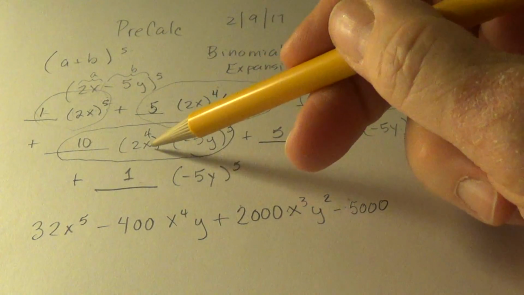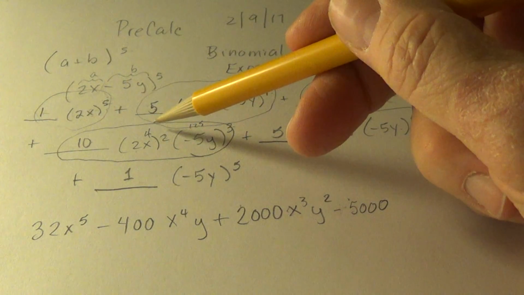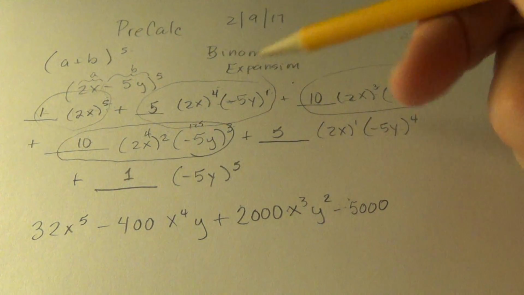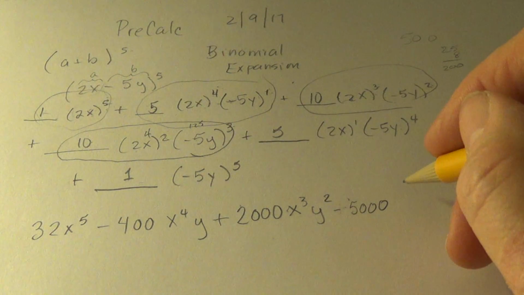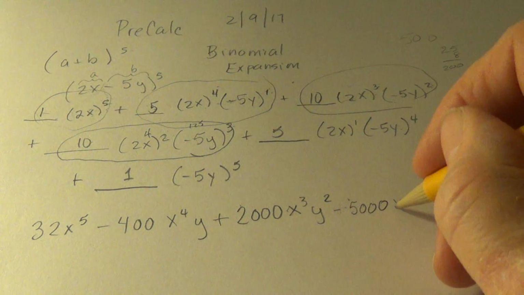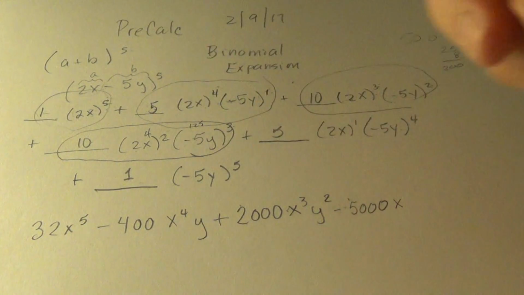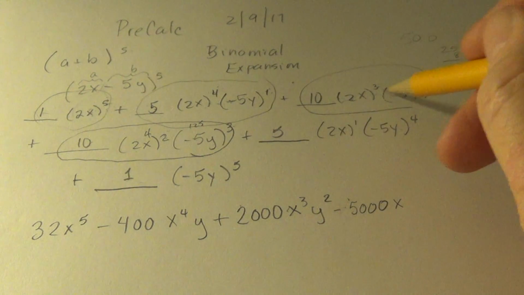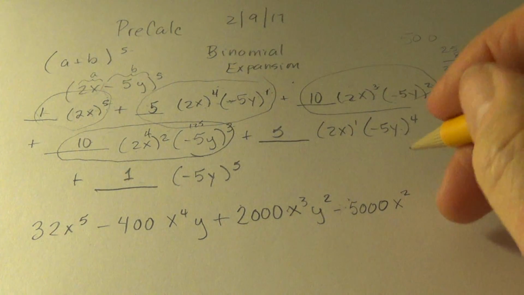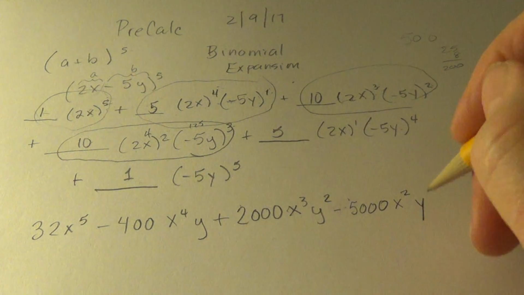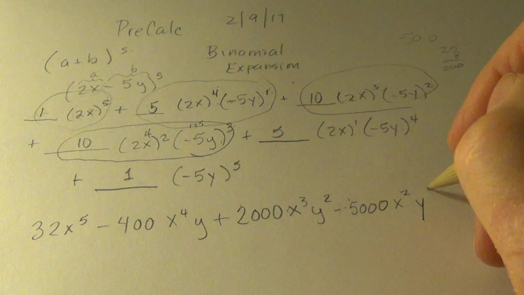I'm good. All right, so this x was raised to the 2, so put that in. X was raised to the 2. Here it was raised to the 4. Here it was raised to the 3. So we have it raised to the 2. And y is raised to the 3.